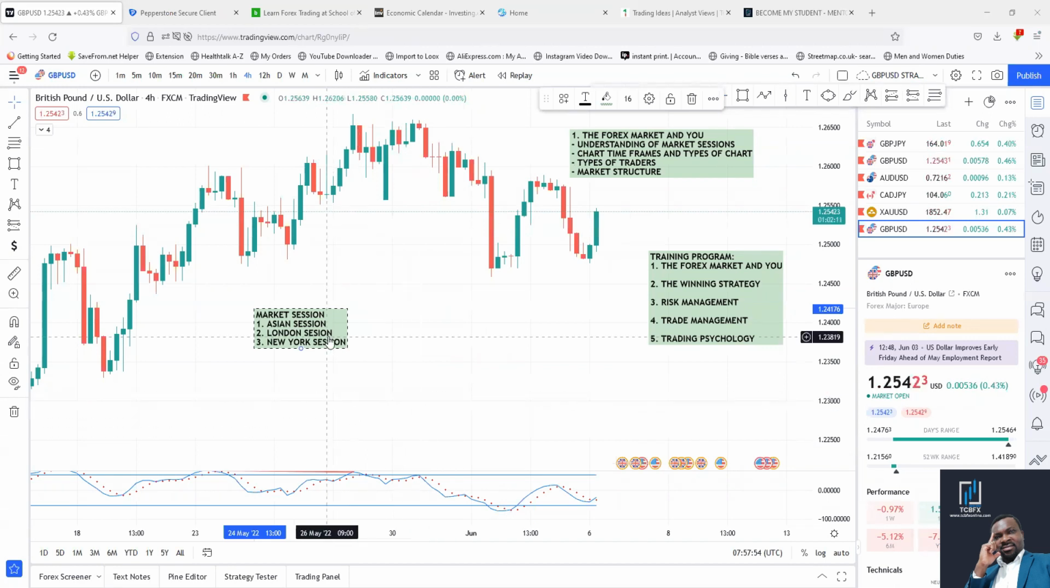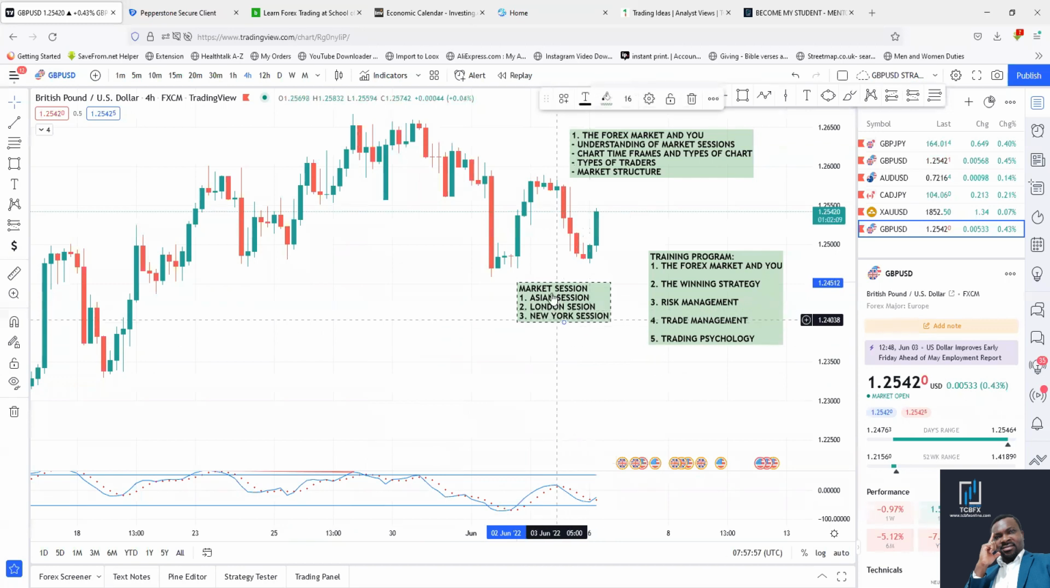All right, now this is market sections. These are the sections. Write this down, very important. Now, what you want to look out for is, when does the market open? When does the market open?